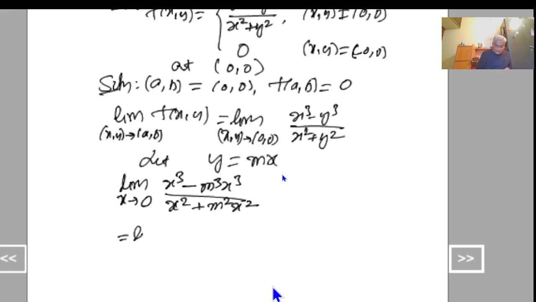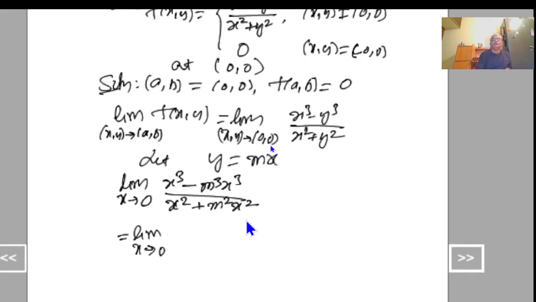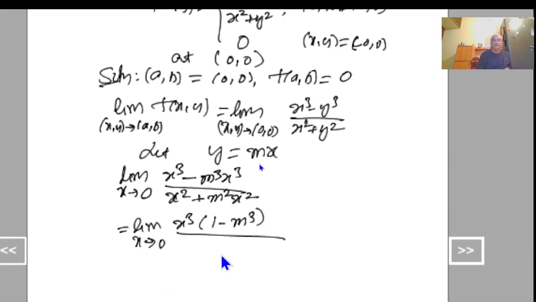So this is equal to limit x tends to 0. In the numerator I will take x cube as a common factor, that is x cube times 1 minus m cube, divided by, in the denominator I will take x square as a common factor, what remains is 1 plus m square. Now x square gets cancelled, and one x remains in the numerator. If I take the limit as x tends to 0, then this is equal to 0.